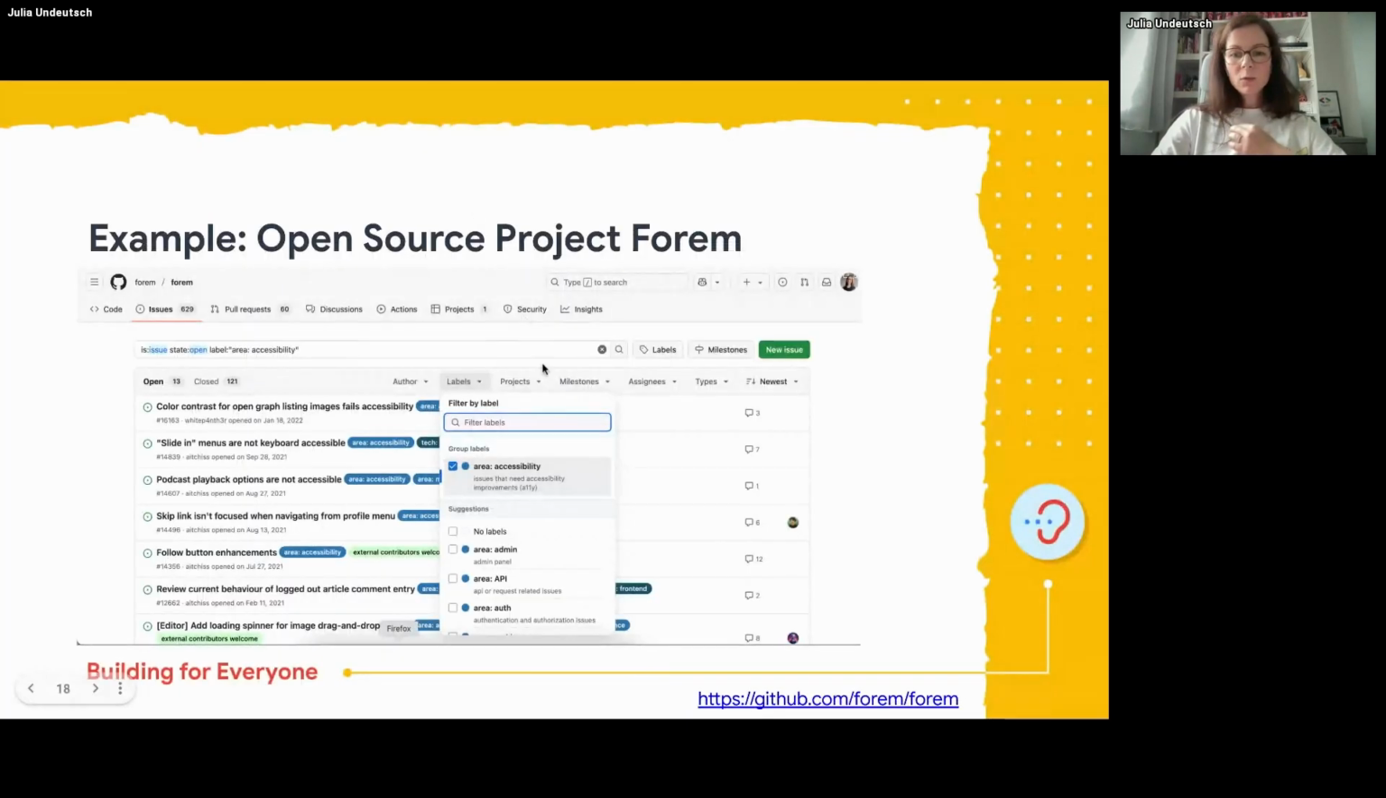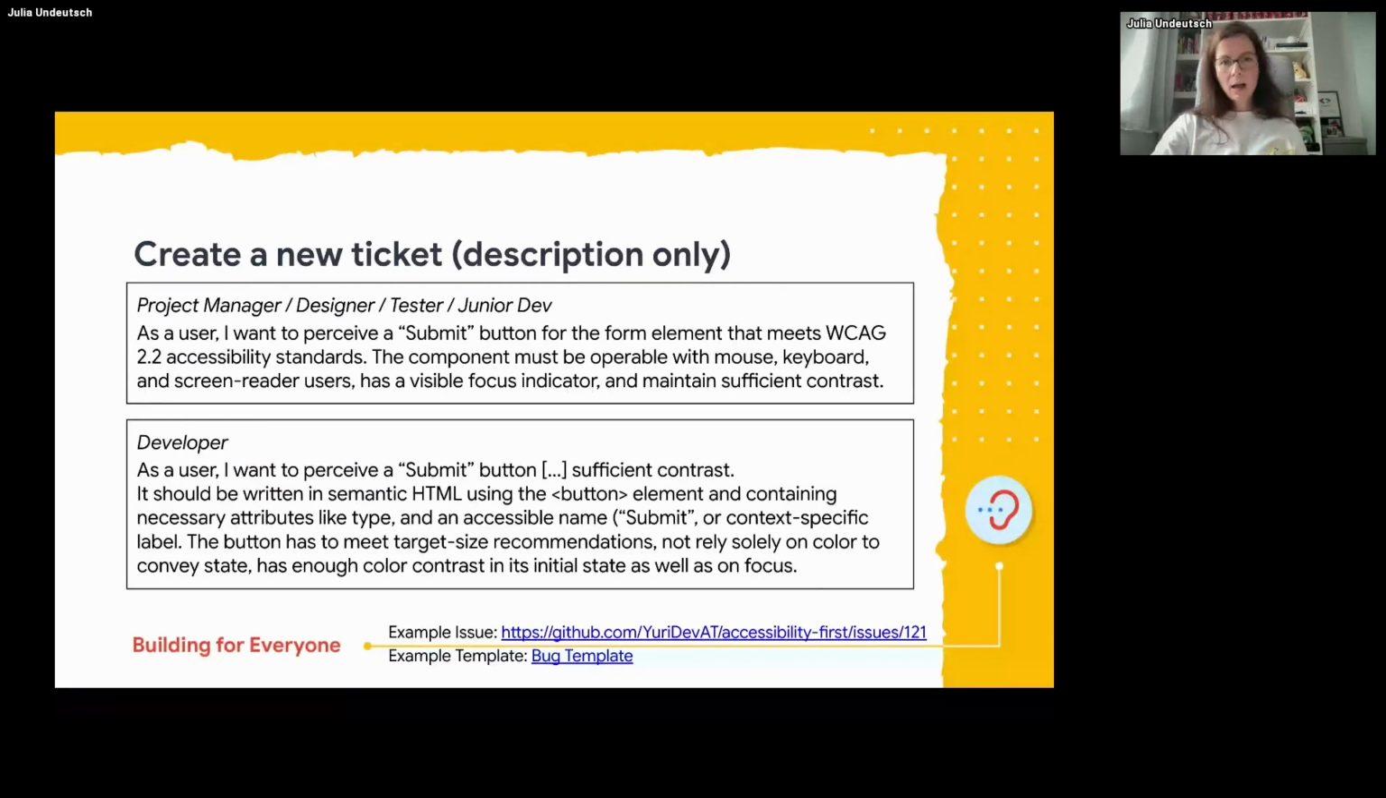And I personally would also make a difference in who is the one writing the ticket. I expect, as someone who works a lot with accessibility, that a designer or a tester or a junior developer who are not familiar with accessibility write at least this sentence. So as a user, I want to perceive a submit button for the form element that meets WCAG 2.2 accessibility standards. The component must be operable with mouse and keyboard and for screen reader users, and has a visible focus indicator and maintains sufficient contrast.